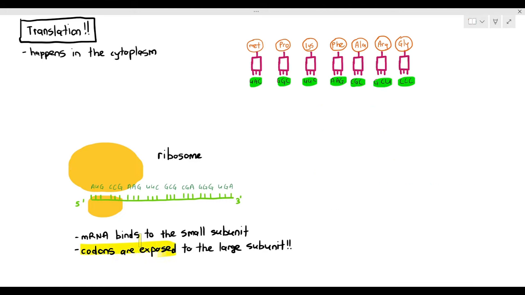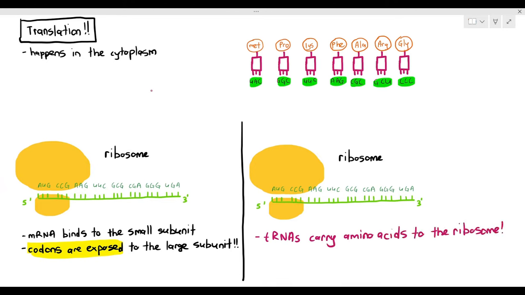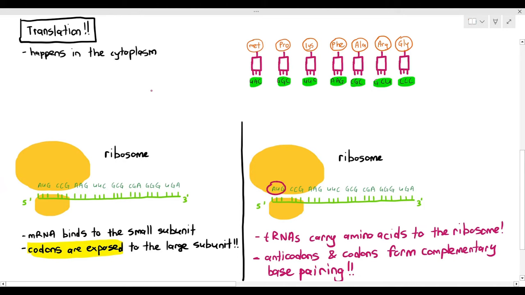Now, let's go into the process of translation. As you can see here, the codons are exposed to the large subunit of the ribosome. So what's going to happen next? The tRNAs will now carry amino acids to the ribosome. Now, if you look at the top there, there are 7 tRNAs that I've drawn out, right? So which tRNA has to go first? In this case, the anticodons and codons have to form complementary base pairing. As you can see, the first codon is AUG on the mRNA, the green color ones. So a tRNA with an anticodon of UAC has to go and form complementary base pairings, and they will form hydrogen bonds with each other.